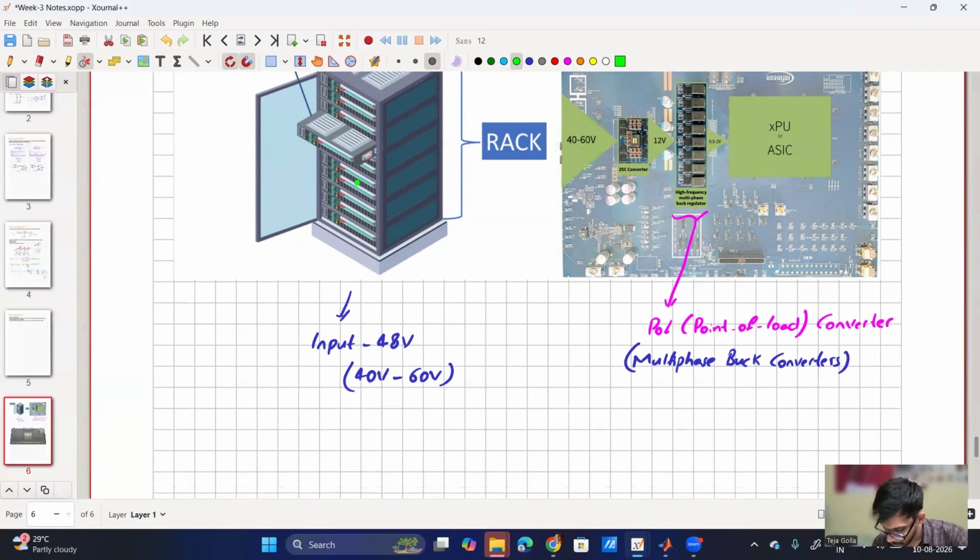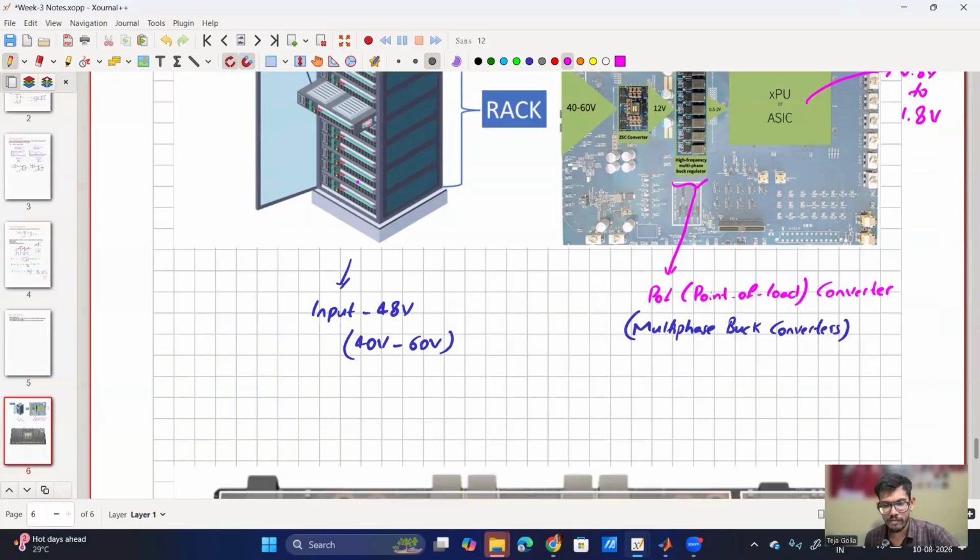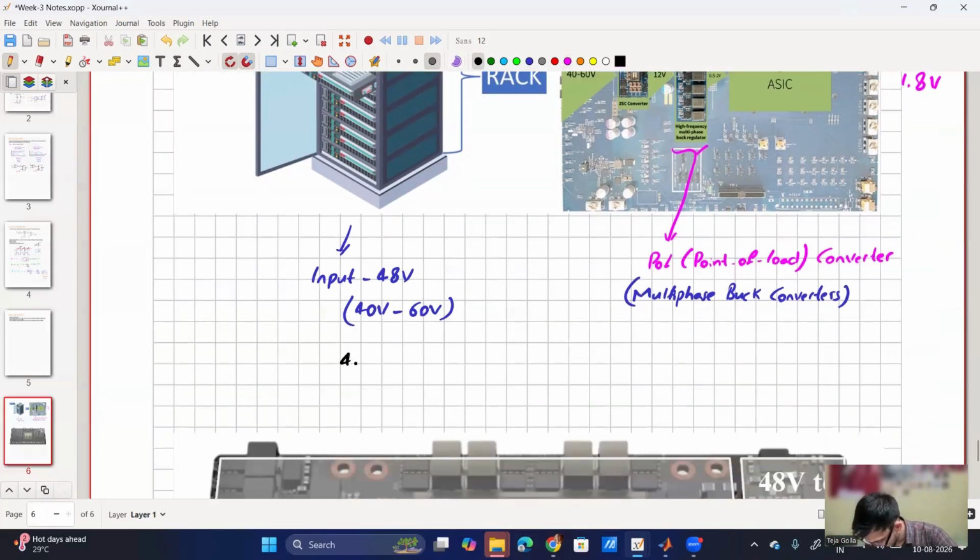Now the CPU or the GPU that we use requires a voltage of around 0.8 volt to 1.8 volt, very low voltage, and it consumes hundreds of amperes. With AI going on, in the future it will go to a few thousand amperes at this low voltage. Now I have to step down a DC voltage to another DC voltage. I can use a buck converter, but if I use a buck converter from 48 volt to 1 volt, the duty ratio is 1/48, which is very small. So I can't use a single buck converter.